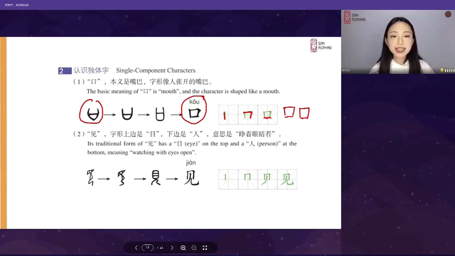Next one is 见, as in 再见. 见 means see, watch. In ancient times, it looked like this. We can see this part actually looked like someone's eye, right? And this part is a person's body under it. In modern Chinese, now it looks like this. So let's see how to write it.